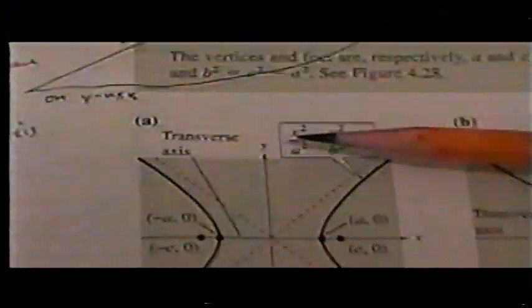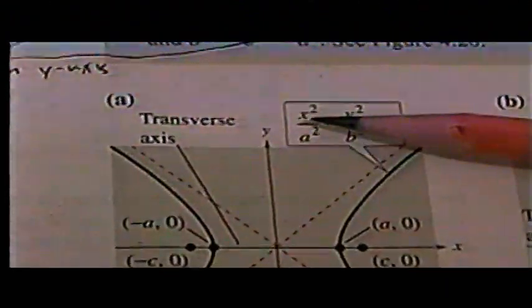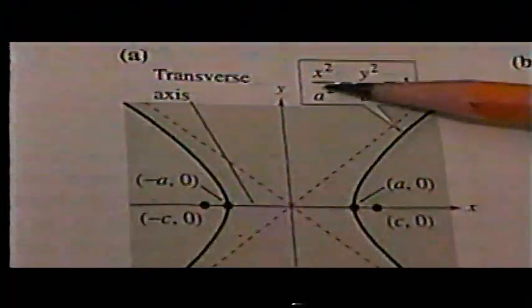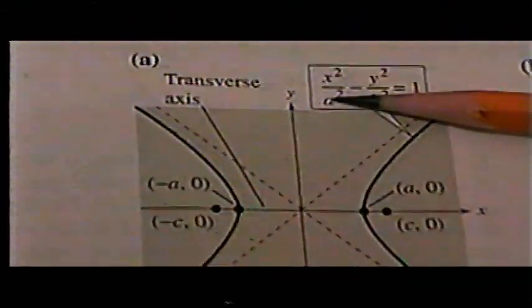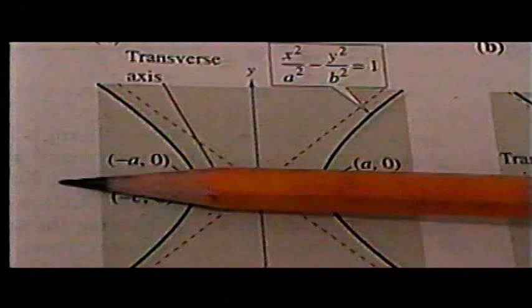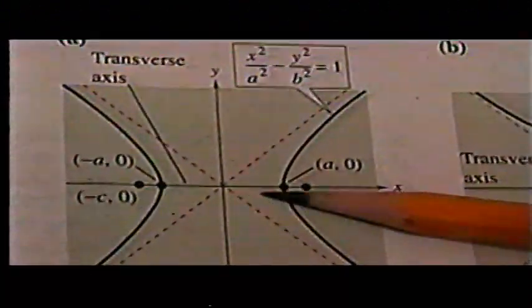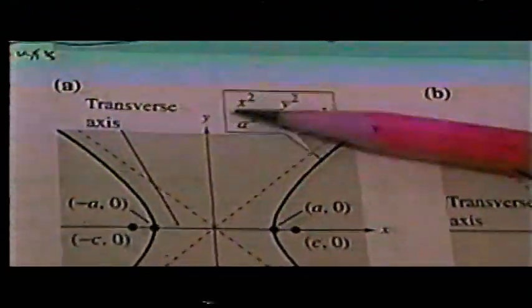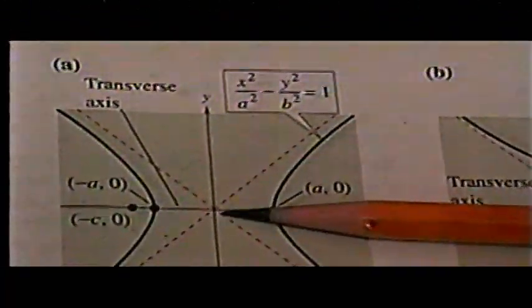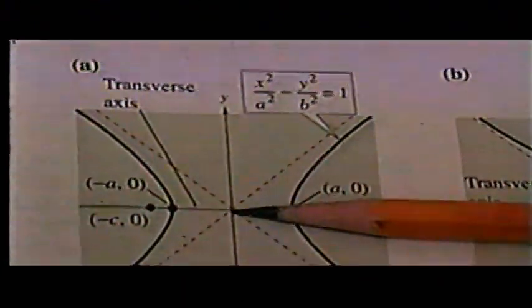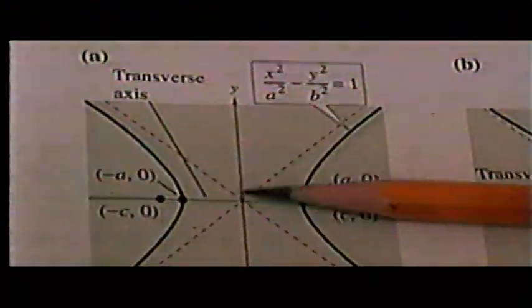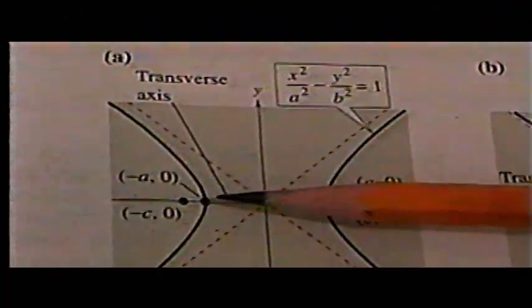Okay, now we look at the graphs and we can see the relationship between the graphs and the equations. For this equation here, the positive is on the x squared. We have it in standard form because we have a 1 on the right side of the equation. Since the positive is on the x squared, look at where the transverse axis is. The transverse axis is on the x-axis. So you just look at the one that has the positive on it, and that will tell you where the transverse axis is.